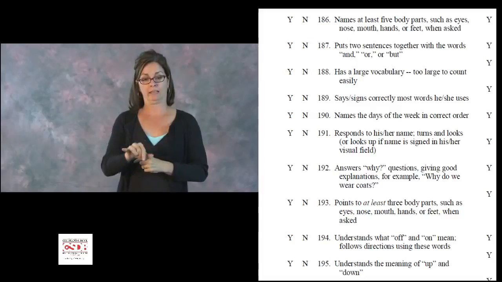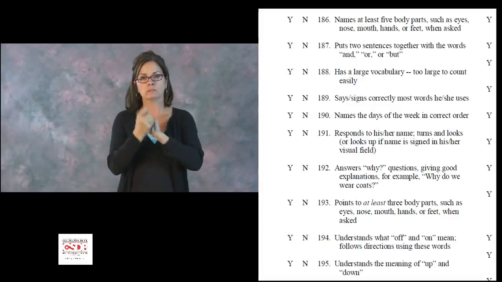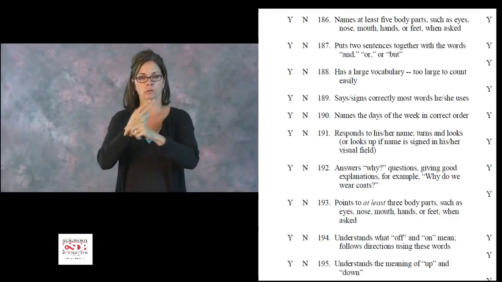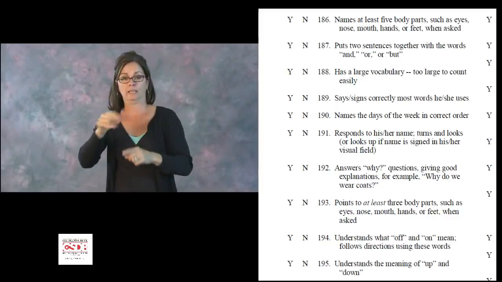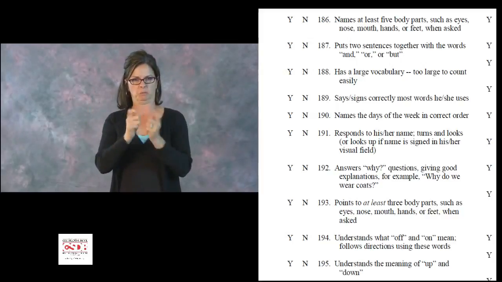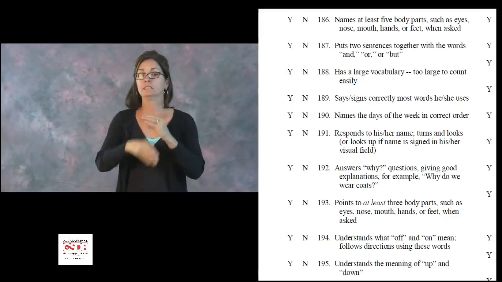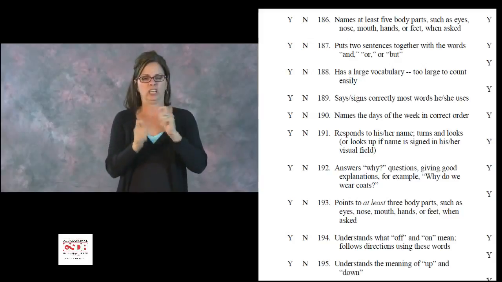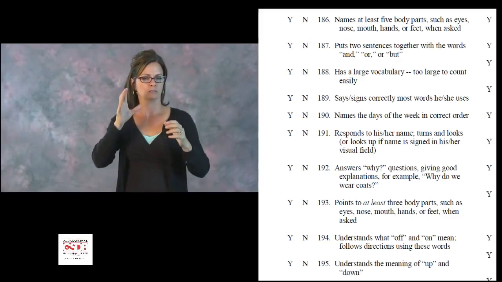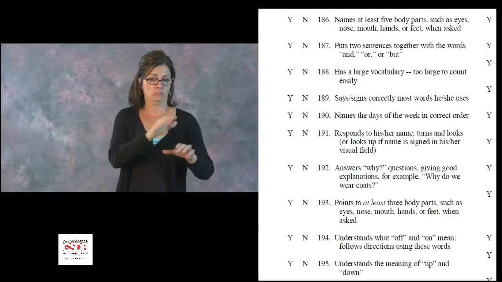The original test published version says correctly most of the words he or she uses. That item's been adapted to be appropriate for children who might use sign language to say, says/signs correctly most words he, she uses. There's no additional items on the test, and no items have been eliminated. It's just adaptations have been made to individual items so that parents understand that they should give credit for something regardless of if the child is doing it in sign language or spoken language.